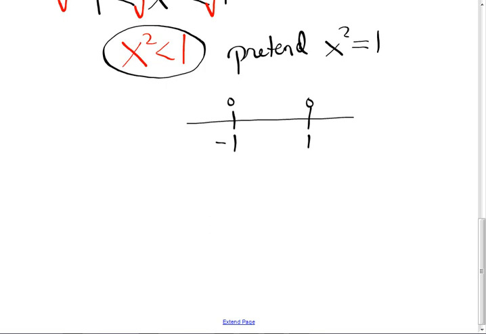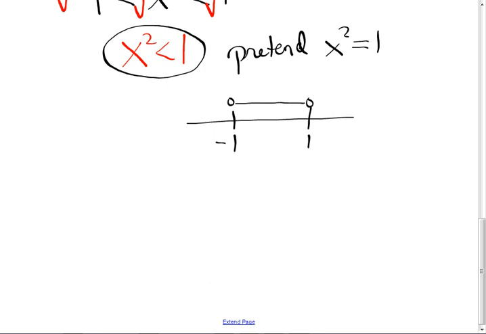What if you put 0 in there? Is 0 squared less than 1? Yeah. Well, if 0 works, then everything in here works. So there is your interval. I don't know. I have to test the endpoints.